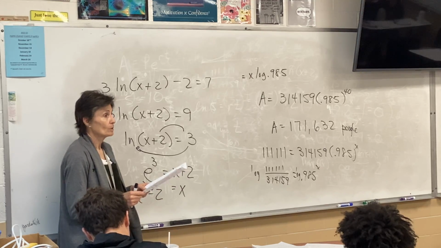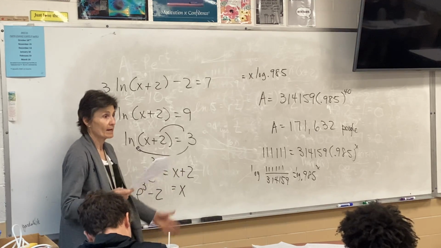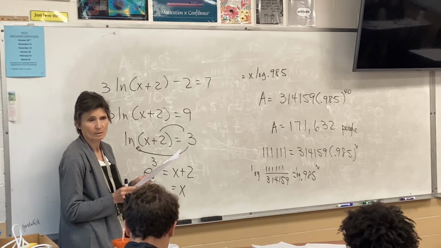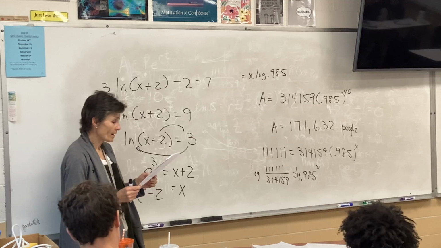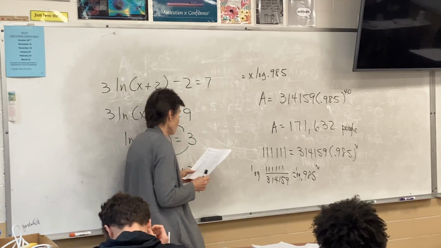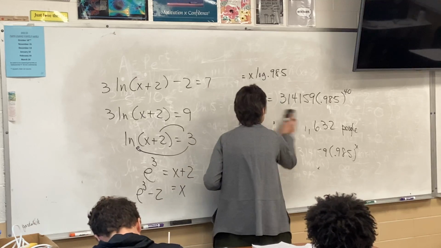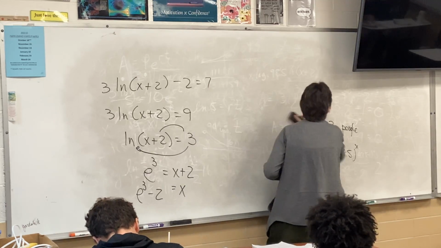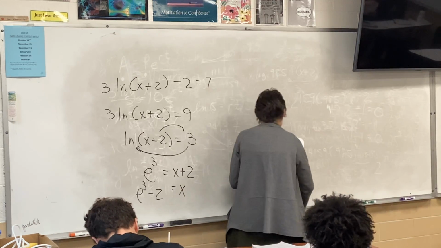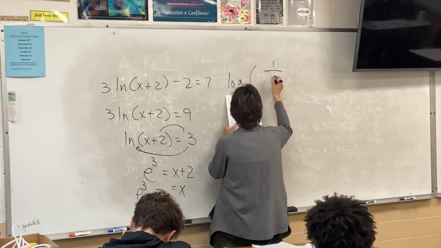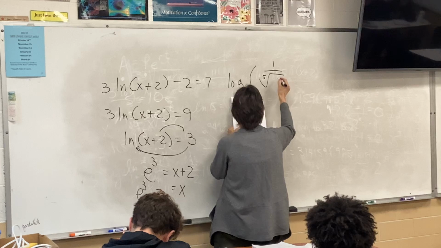All right. Who else? Anybody now? Nobody's raising their hand. Sabrina? 4A on no calculator. 4A on no calculator. So log 1 over the 5th root of 1,000.